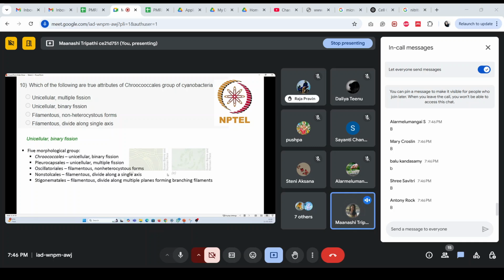Pleurocapsa is unicellular with multiple fission. Oscillatoria is filamentous, non-heterocystous bacteria. The names are difficult to pronounce. Nostoc is filamentous and divides along a single axis, and Stigonematales is filamentous and divides along multiple planes, forming branching filaments. Please note this down.